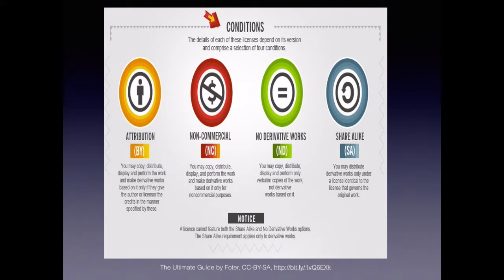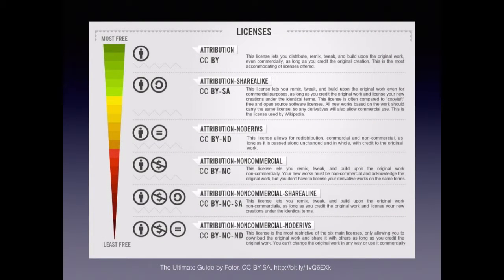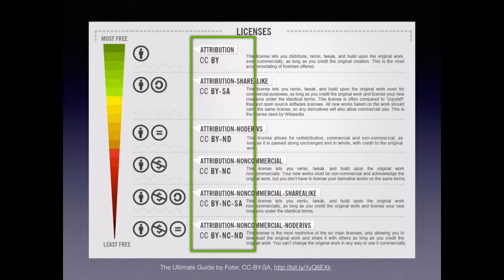So those conditions are usually attribution, non-commercial use, no derivatives of work, and share alike. Now notice that you can actually combine these licenses, but what I really want you to notice is you can actually use text to represent these different conditions. And this is going to be important if you don't have access to those symbols when you're citing your images.